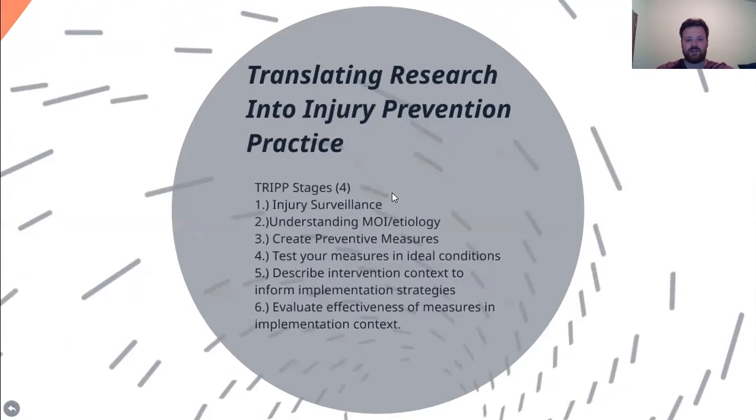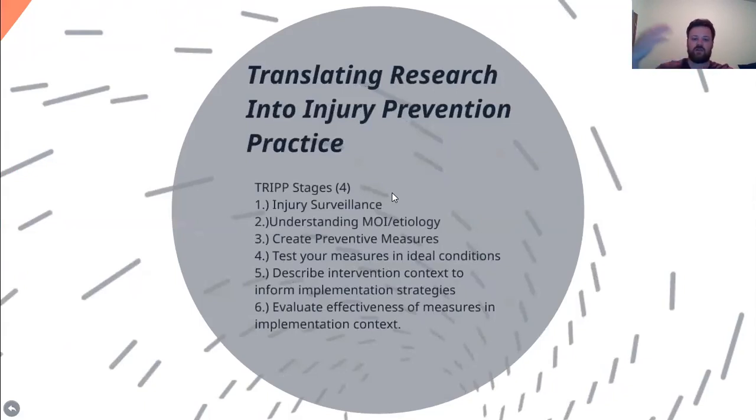And then we have understanding the mechanism, kind of learning about why the injury happens or where it comes from. And then create preventive measures, like I said, looking at strategies people have come up with, and then kind of looking into the next one, testing your measures, so seeing if people have taken those strategies and done randomized control trials on them.